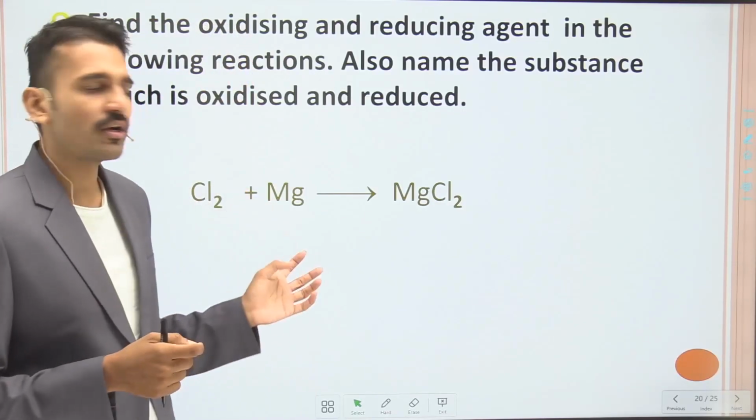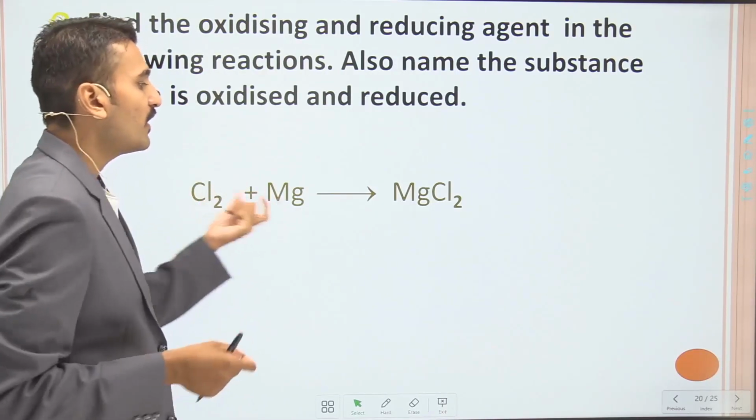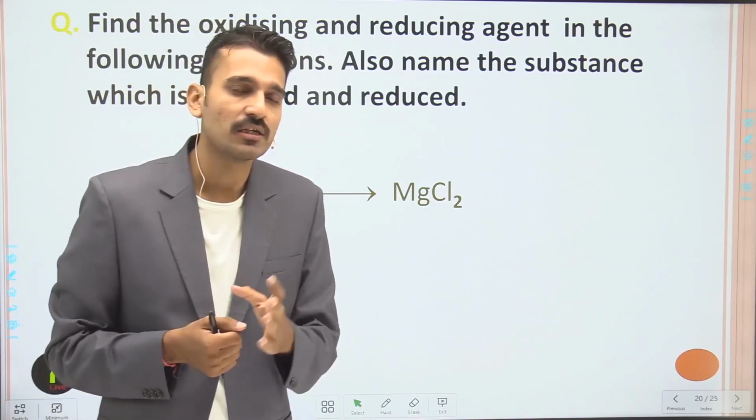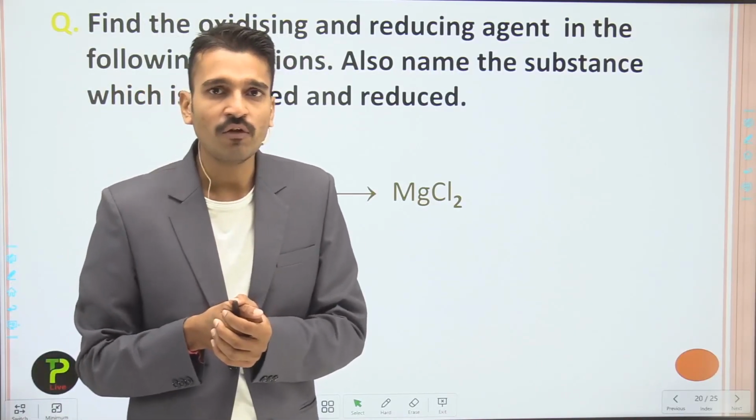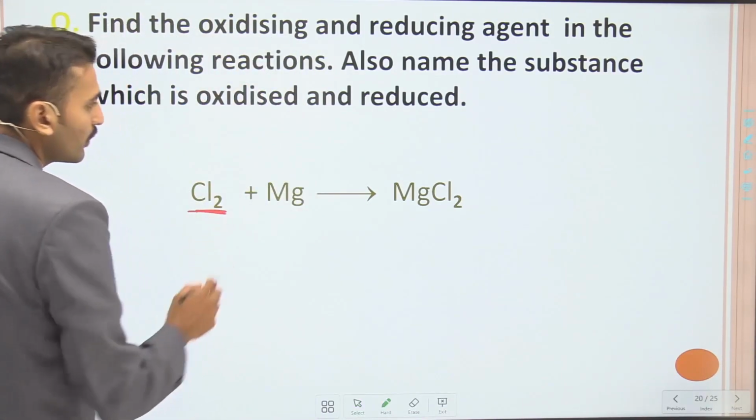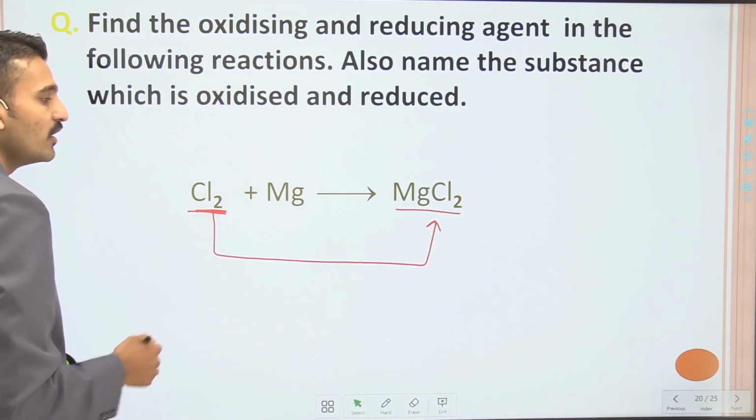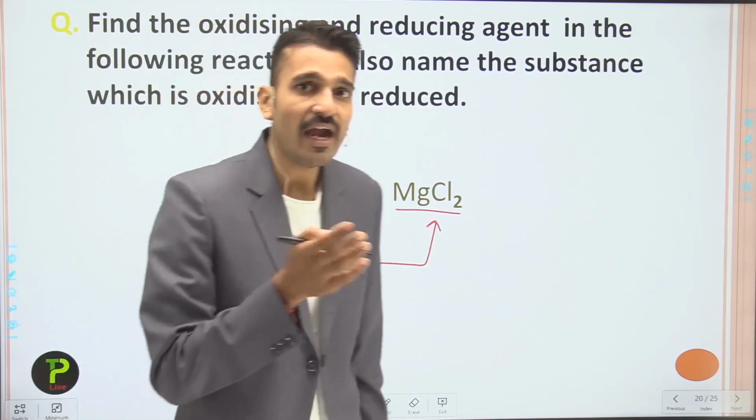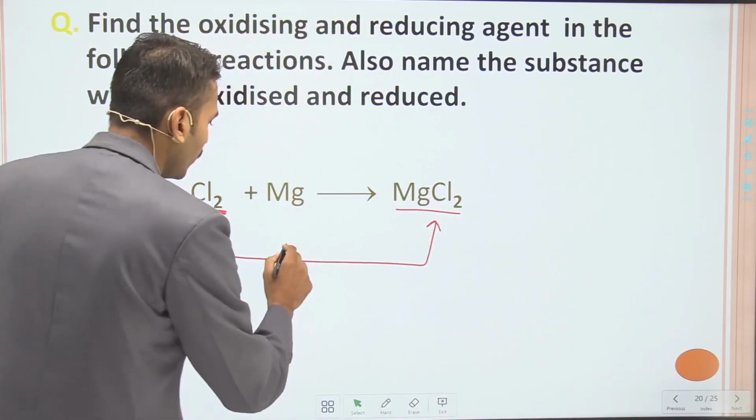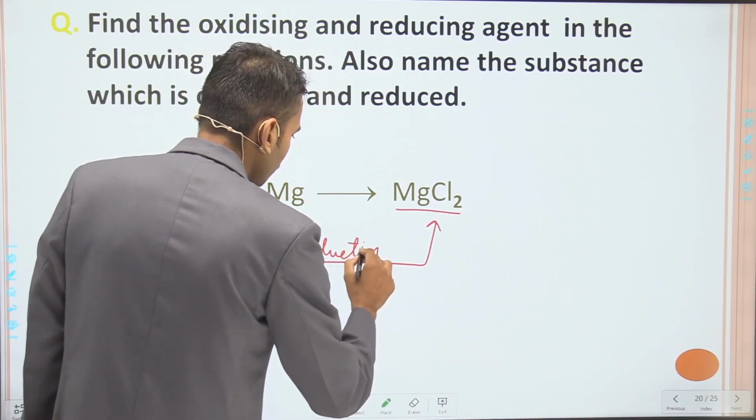This particular kind of reaction is a combination reaction, and since the elements are combining to form a compound, it is also called a synthesis reaction, and it comes under the category of redox reactions. How? Let us see. Chlorine on addition of magnesium forms magnesium chloride. Here there is addition of an electropositive element, and addition of an electropositive element is reduction.